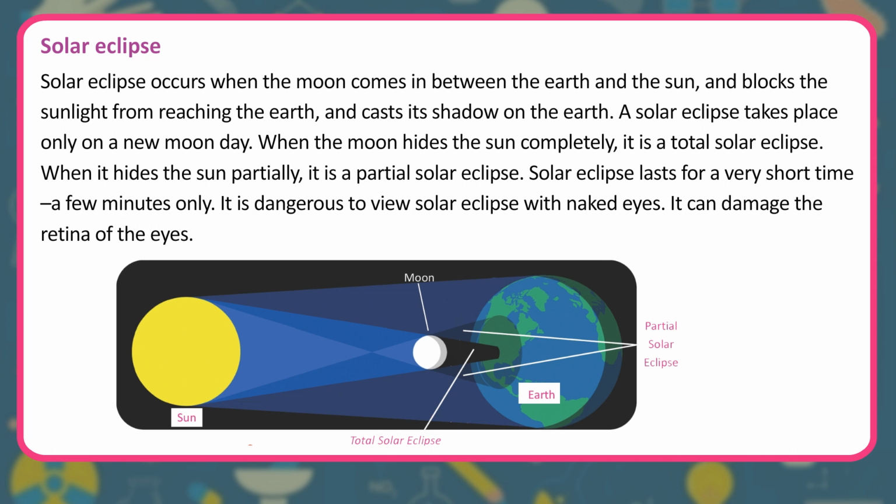It is a total solar eclipse. When it hides the sun partially, it is a partial solar eclipse. A solar eclipse lasts for a very short time, a few minutes only. It is dangerous to view a solar eclipse with naked eyes. It can damage the retina of the eyes.